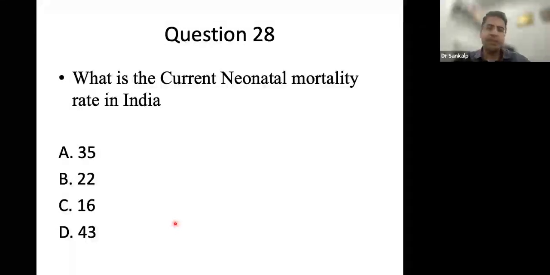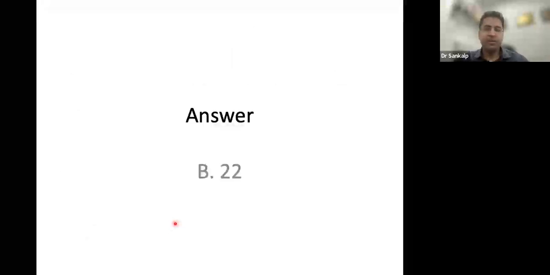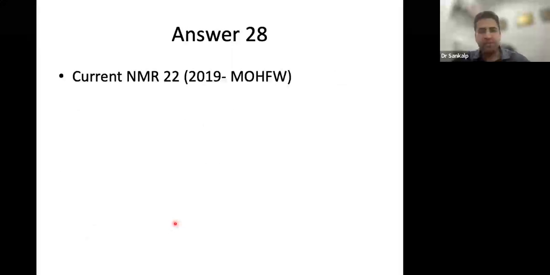So what is the current neonatal mortality rate in India? Answer is 22, based on the latest Ministry of Health data in 2019. Whenever the fellows are giving exams, I would request that they should be aware of the current neonatal mortality, infant and under 5 mortality based on the latest data from MOHFW or NFHS.